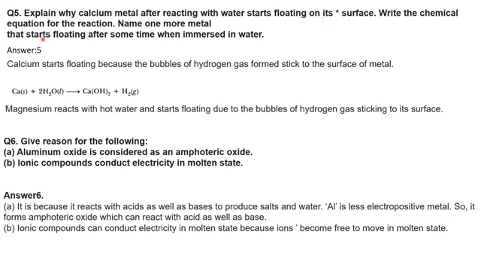Write the chemical equation for the reaction. Name one more metal that starts floating after some time when immersed in water. We know that calcium initially settles down at the bottom, but as soon as calcium reacts with water, what is formed? Hydrogen gas is formed. Now these hydrogen gas bubbles will take the calcium up to the top of the water. Then definitely we see that calcium is floating after some time.